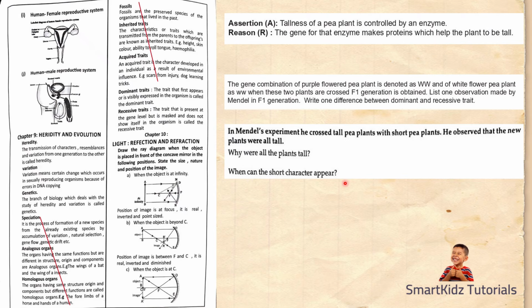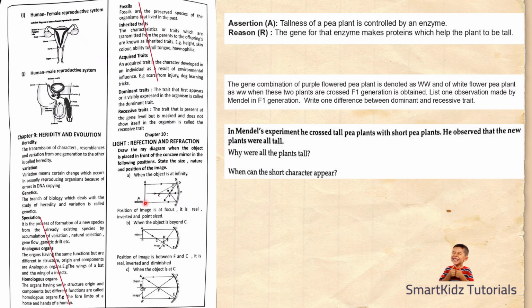Next chapter is reflection and refraction. Here you should know the ray diagrams. However, not all the ray diagrams you need to know. If you look up the video on sure short questions, I would have shortlisted only a few ray diagrams that you should know, whether in mirrors or in lenses. So over there you will come to know. You see over here just a few of them.